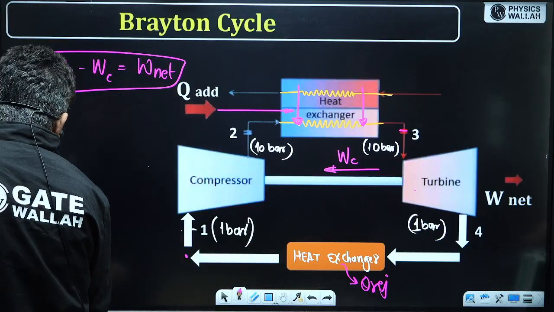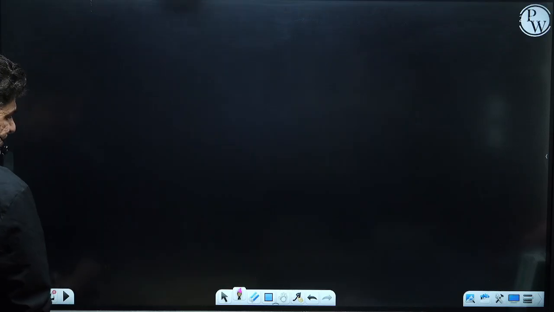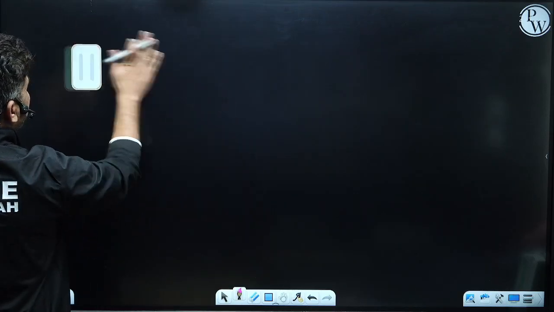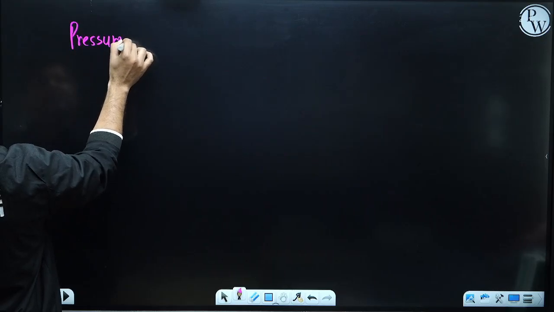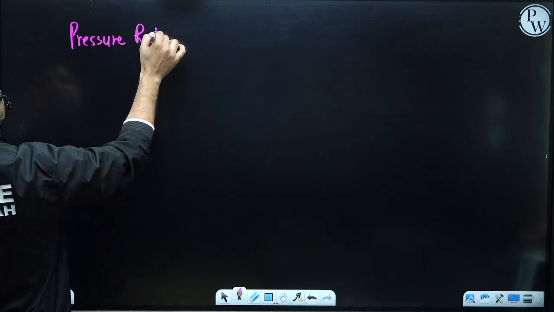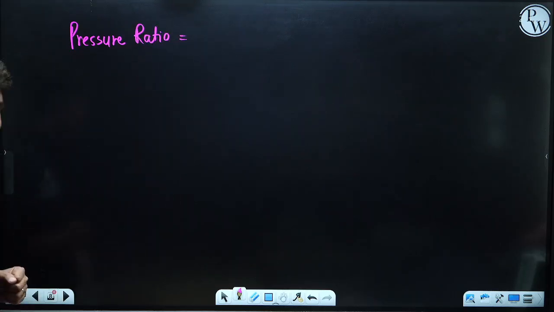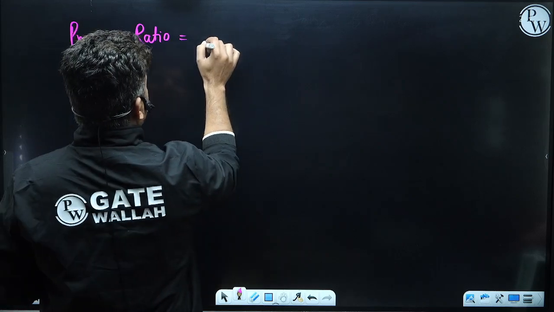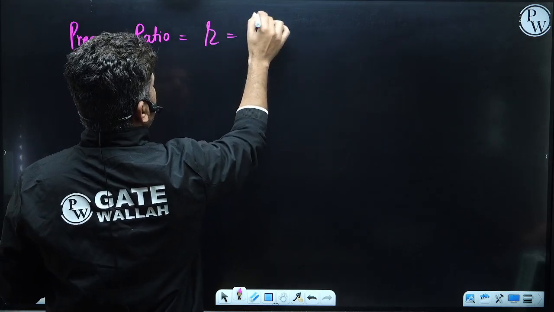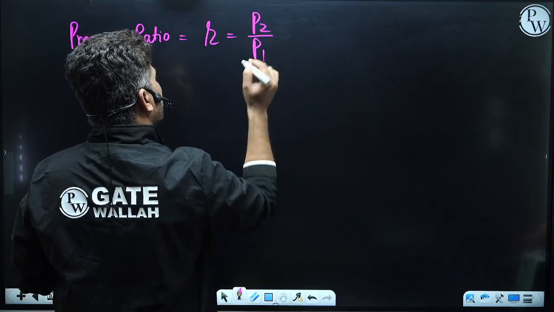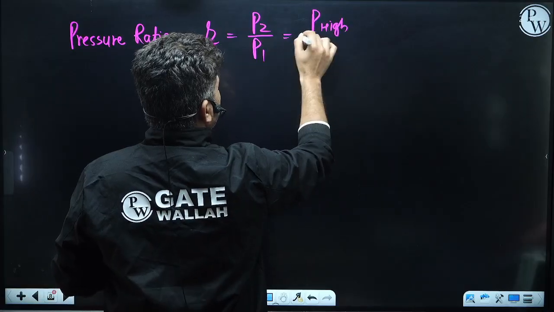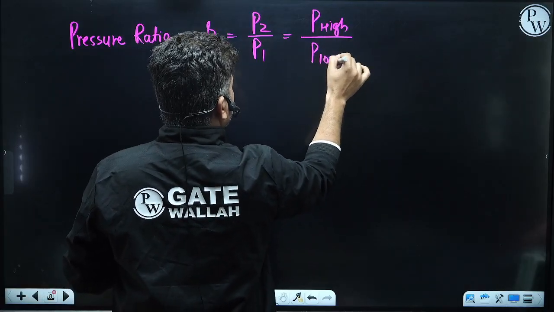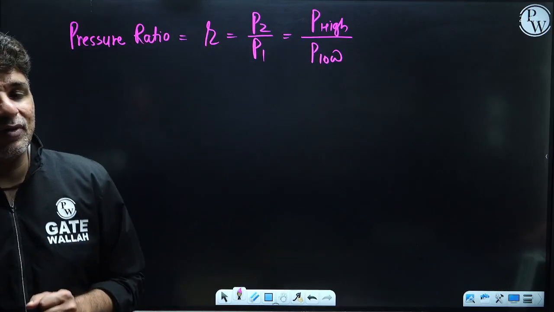So when we do the analysis of the cycle, we define a pressure ratio. For this cycle, this ratio is one of the important parameters. We define a pressure ratio written as R, which is equal to P2 by P1, or it can also be written as P high by P low. Okay. This is one of the most important parameters for the Brayton cycle.